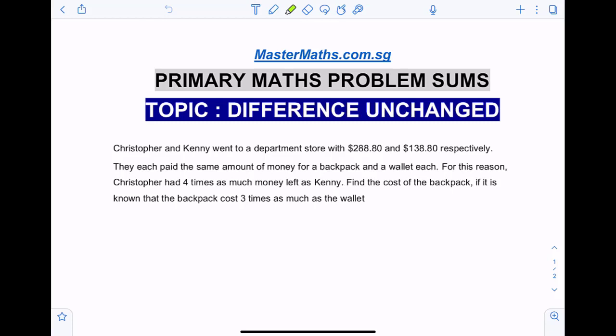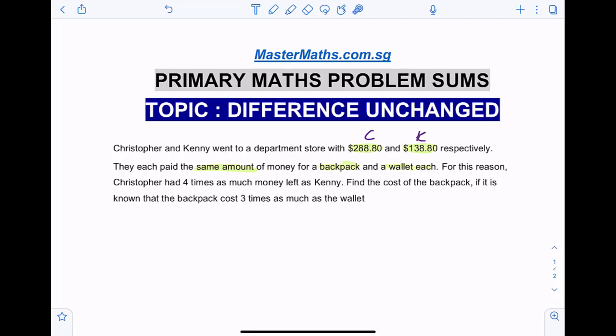Christopher and Kenny went to a department store with $288.80 and $138.80 respectively. So this is for Christopher, this is for Kenny. They each paid the same amount of money for a backpack and a wallet each. So they each bought 2 items.